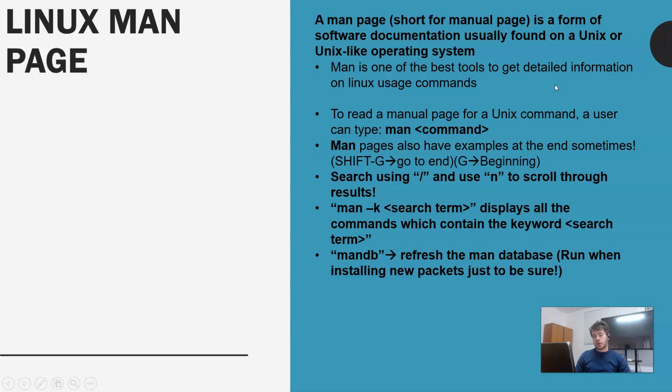Okay, now that we have been talking about the Linux file system and about the bash as well as the command line interpreter, we shall be talking about the man page. So man stands for actual manual. Manual is a form of software documentation which is found in Unix and Unix-like systems. It's one of the best tools that you can use in order to get detailed information on Linux usage commands.